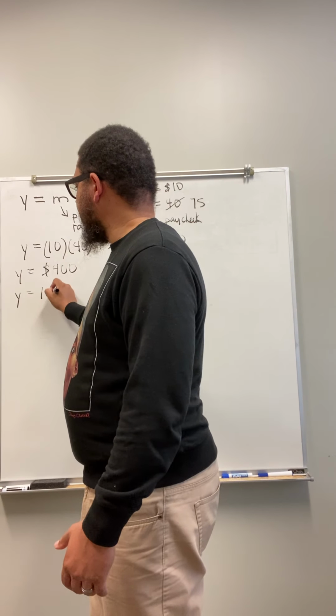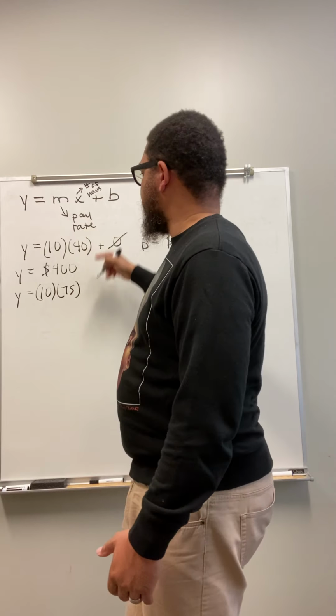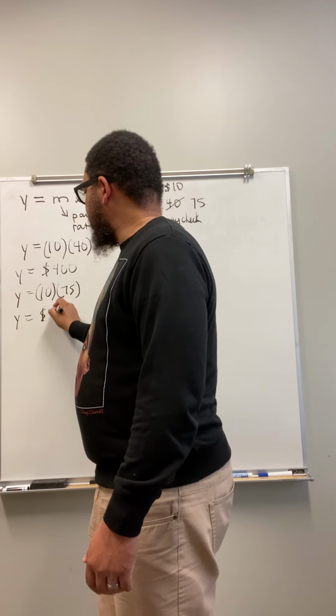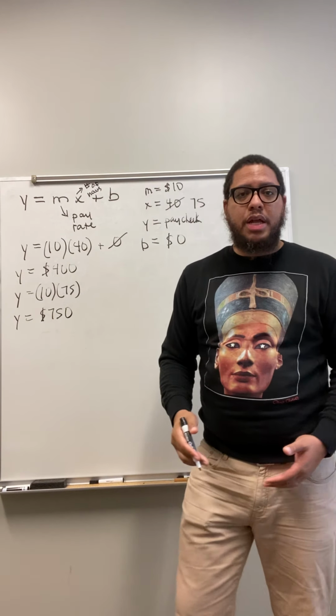So now we're still making $10 an hour. Multiply that by 75. B is still 0, so we don't got to worry about that. So y is equal to $750. So in that period of time, we're making $750.